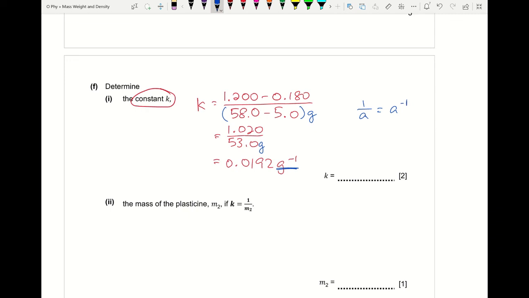So when you do your practical, please make sure when you're asked to find any constant, do the proper step by step, and then derive the unit from the graph. Your unit may look weird, but ultimately you're being tested on how to derive the unit. So don't worry about it.